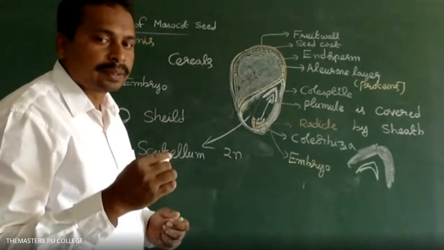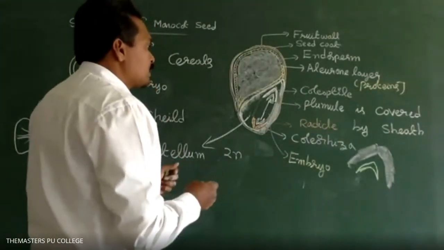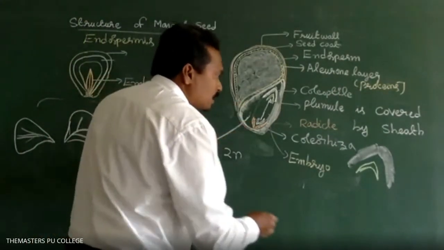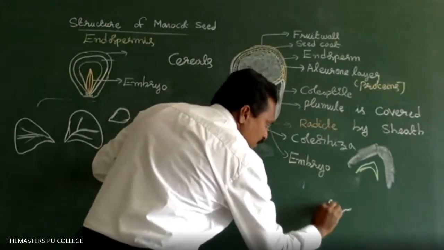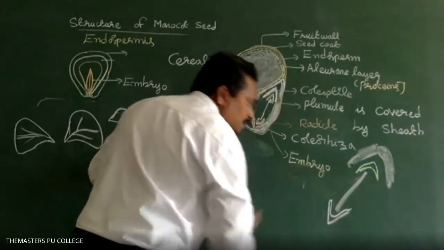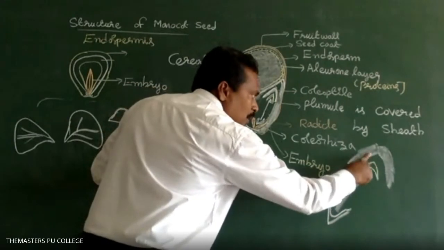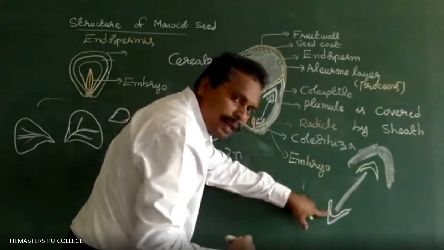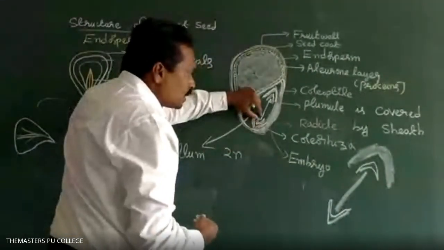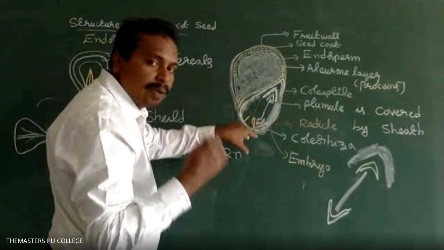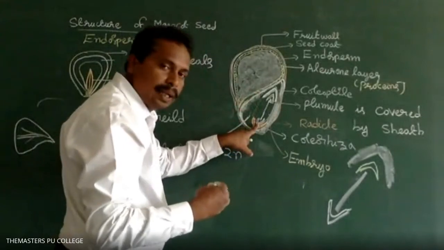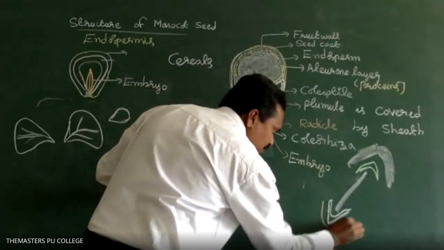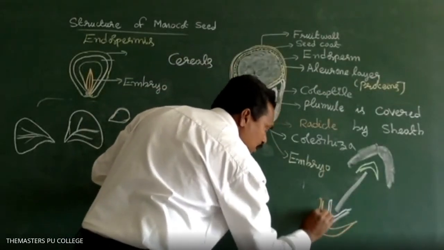So in monocotyledon seeds, this is the embryonal axis. The plumule part is covered by the coleoptile. The radicle part, towards the lower end of the embryo, is called the radicle. The radicle is covered by a sheath that is known as coleorhiza.